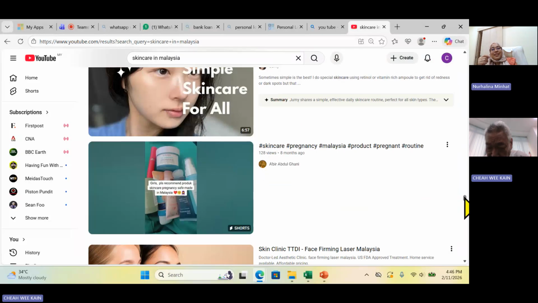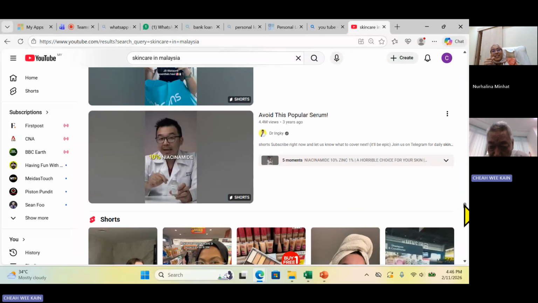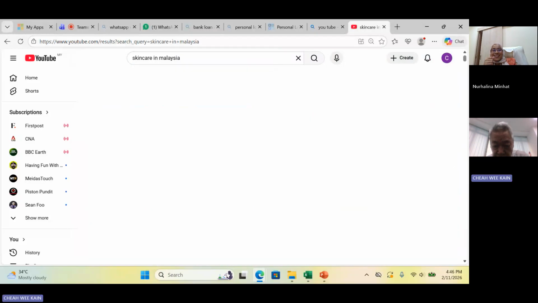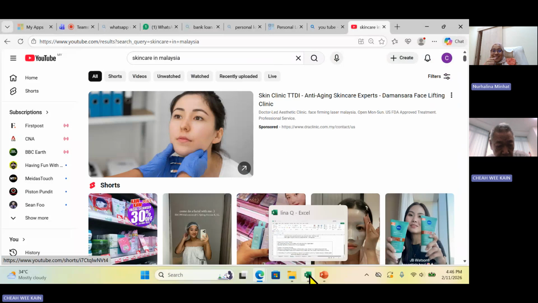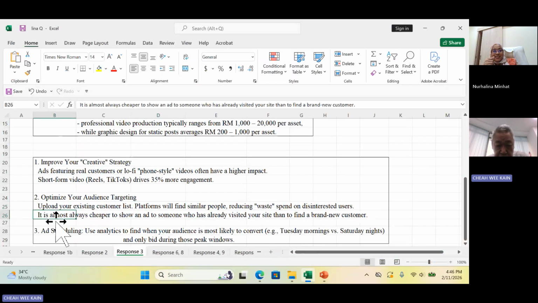Not so bad. Skin clinic, TTDI, avoid this popular serum, or whatever it is. So you can understand what I'm saying, huh? Yes. Okay. So it's almost cheaper to show an ad to someone who has already visited your site than to find a brand new customer. What does that mean?